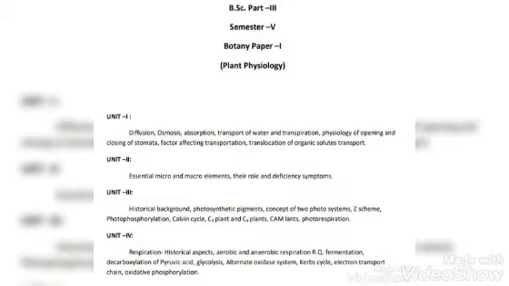And the third unit is historical background, photosynthetic pigments, concept of two photosystems, Z scheme, phosphorylation, Calvin cycle, C3 plants and C4 plants, CAM plants, photorespiration. And the unit fourth consists of respiration, historical aspect, aerobic and anaerobic respiration, RQ, fermentation, decarboxylation of pyruvic acid, glycolysis, alternate oxidase system, Krebs cycle, electron transport chain and oxidative phosphorylation.